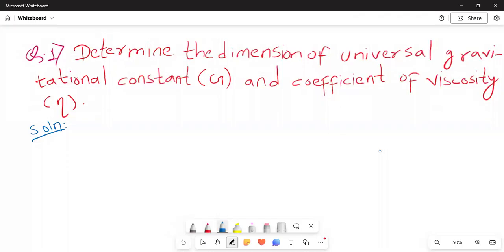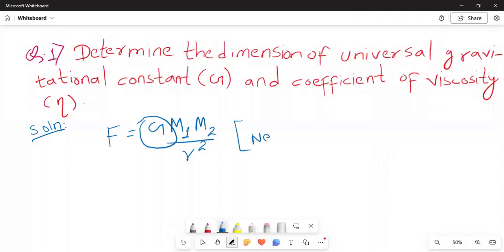Okay, first the question is about to determine the dimensional formula of universal gravitational constant. As we know, this constant was introduced in Newton's law of gravitation, which is given as F equals G m1 m2 upon r square. The universal gravitational constant is introduced here and we have to determine its dimension. So we first have to recall the formula where that constant was introduced. This is Newton's gravitational force.